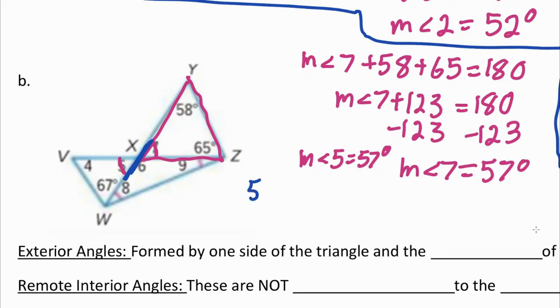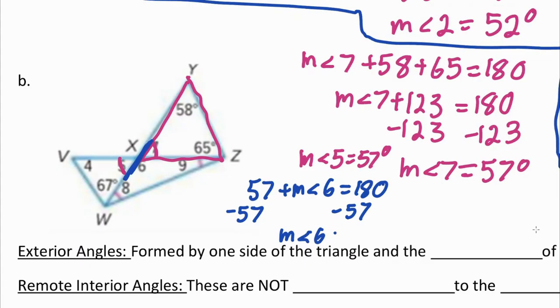So again, measure of angle 7 is 57 plus the measure of angle 6 is equal to 180. So we'd subtract 57 from both sides, and we'd get that the measure of angle 6 is going to be 123. All right, we don't have a vertical angle there.